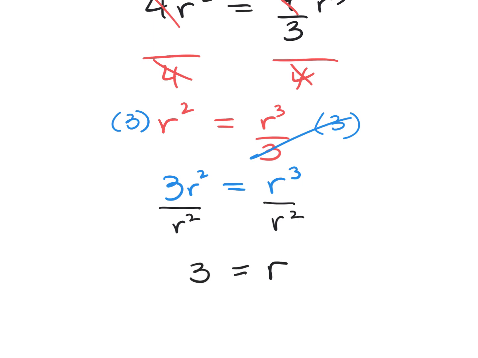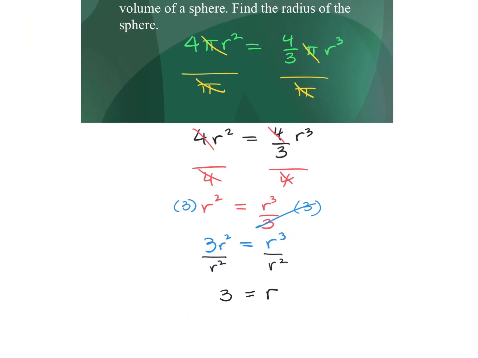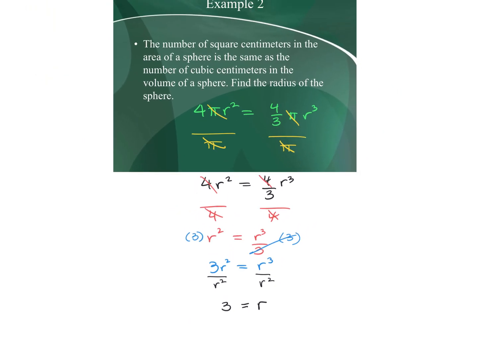So the radius would need to have a length of 3 in order for the surface area and the volume to be equal. Doing this number 2, again, you could have done your inverse in different steps. You didn't have to divide by pi first. You could have multiplied by 3 first. Again, just know that you had to isolate the r. Let's do the last example.